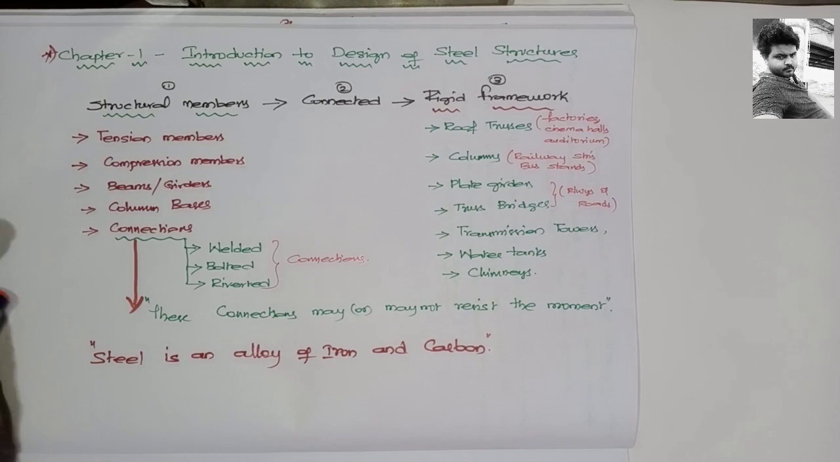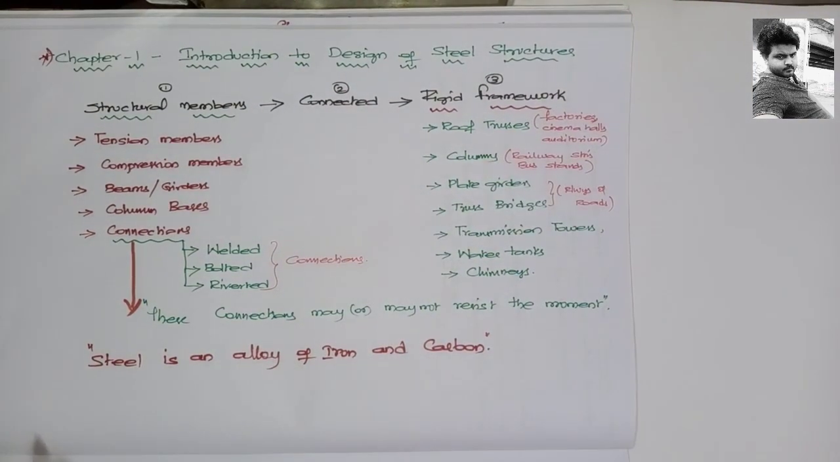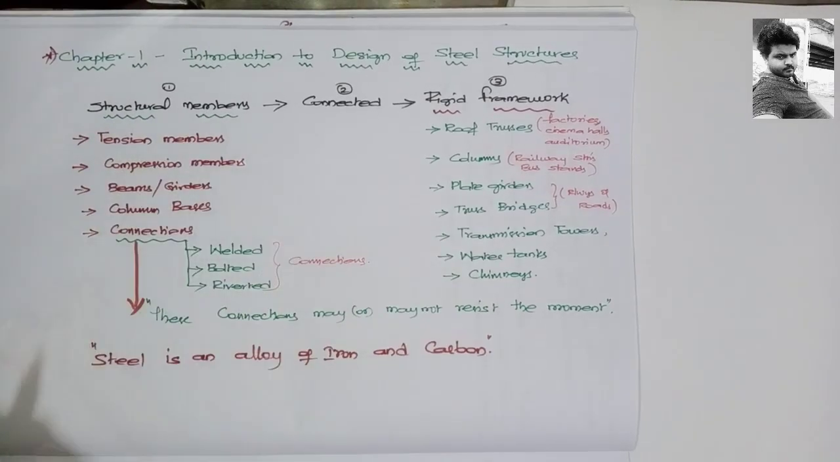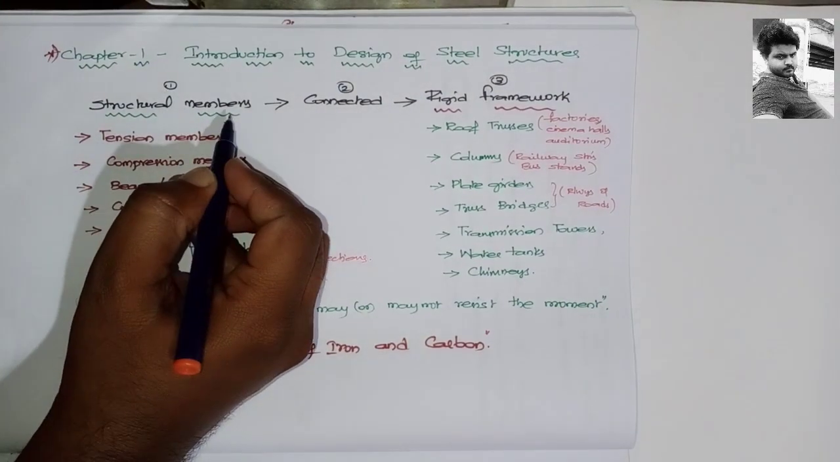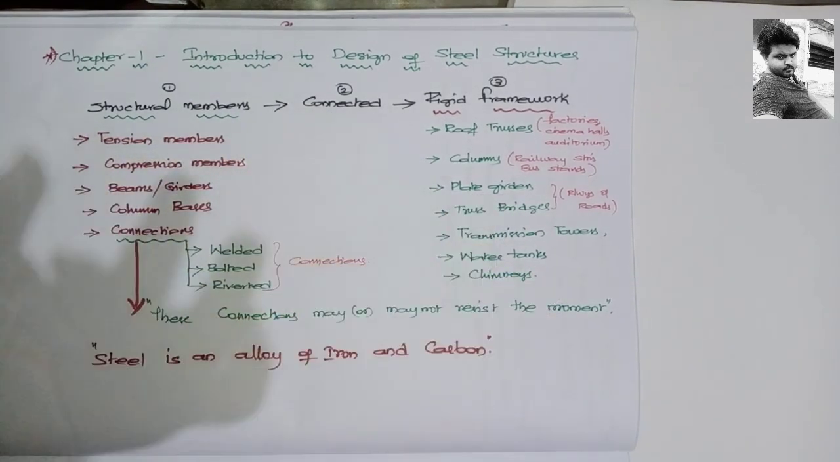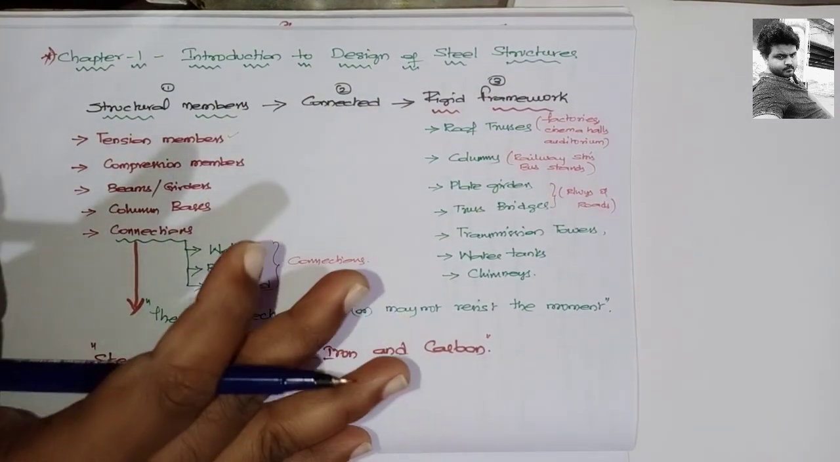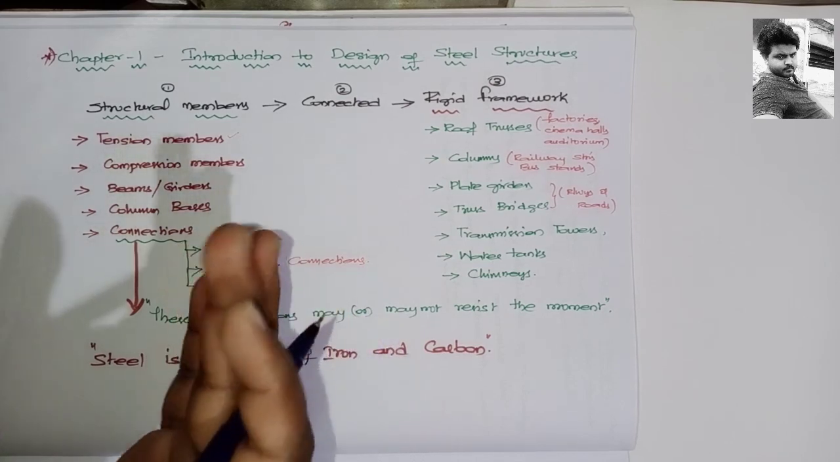So it is a rigid framework. Rigid means some fixity, framework means some geometrical shape will be there. Those are nothing but what we call a steel structure. Now in a steel structure there may be different structural members. What are these structural members? Some of the members in a whole steel structure will be carrying tensile loads, some compressive loads, and some flexural loads.